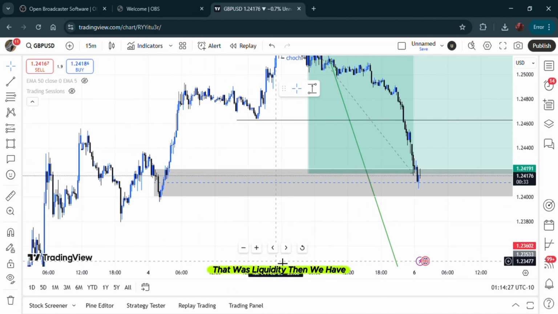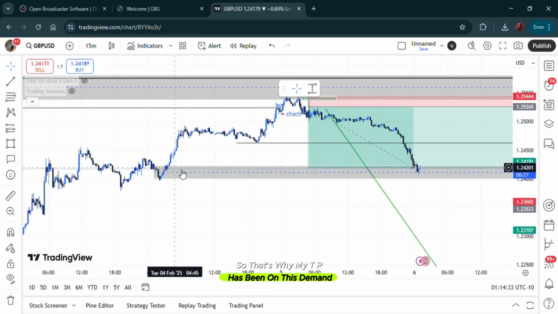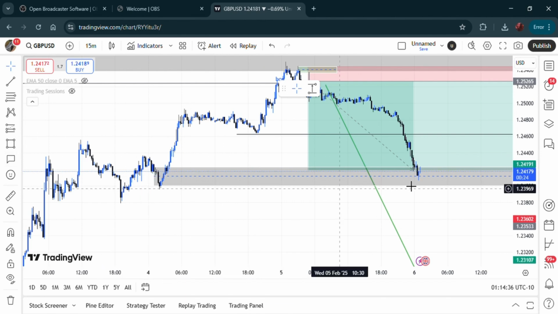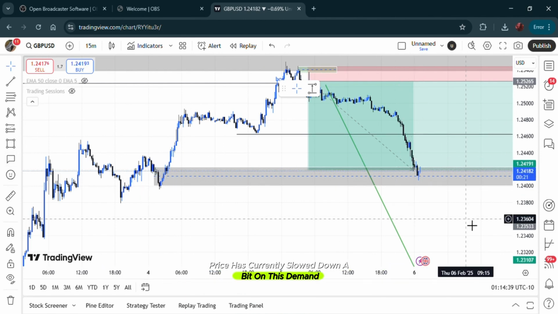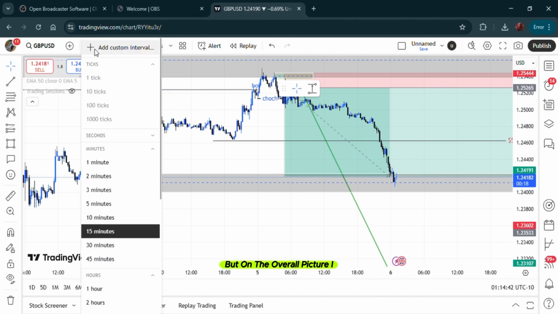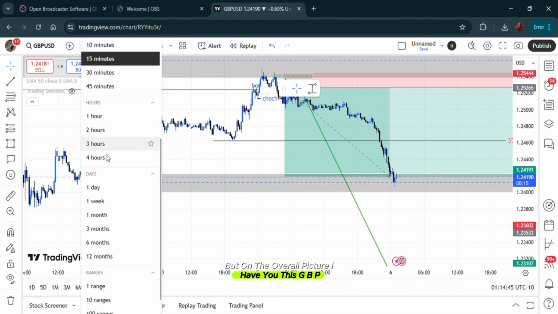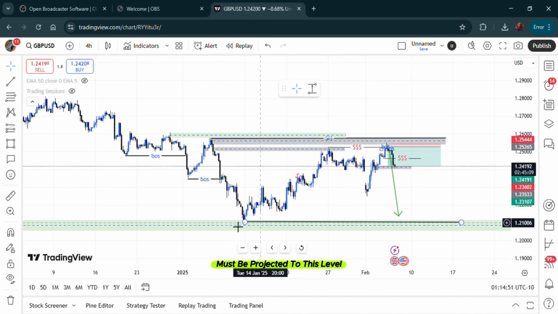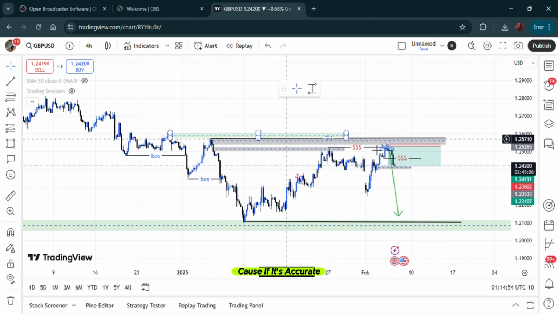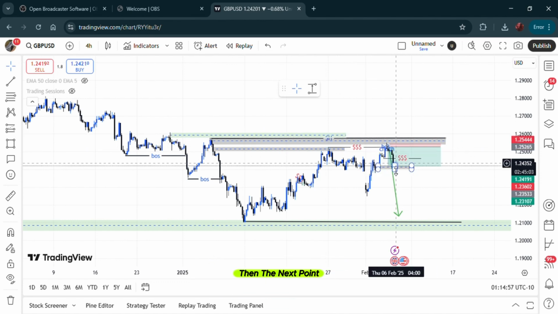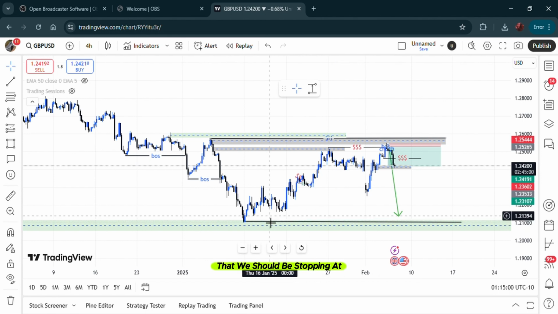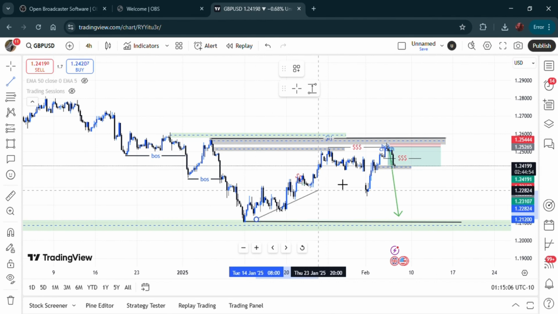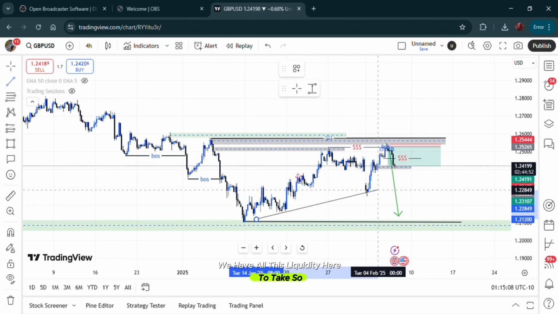Then we have another demand zone here, so that's why my TP has been on this demand. So you see price has kind of slowed down a bit on this demand, but on the overall picture I have this GBP projected to this level, because if it's accurate and we are reacting from this supply, then the next point that we should be stopping at is this, because we have all this liquidity here. We have all this liquidity here to take.